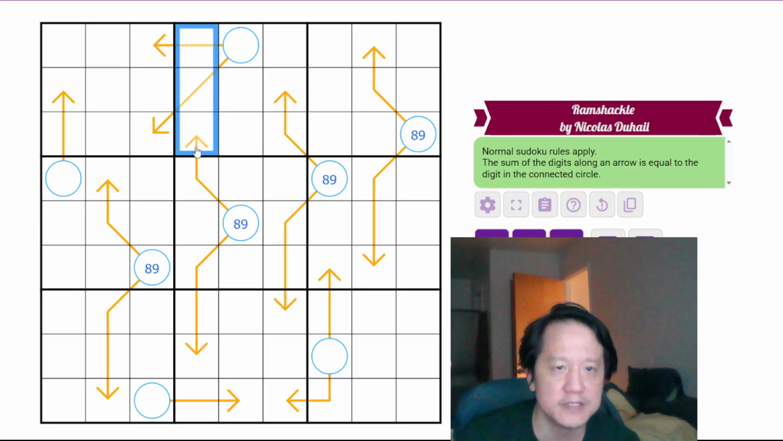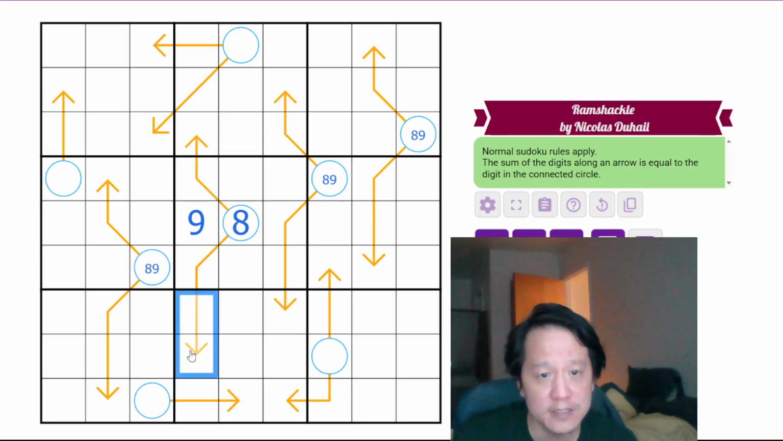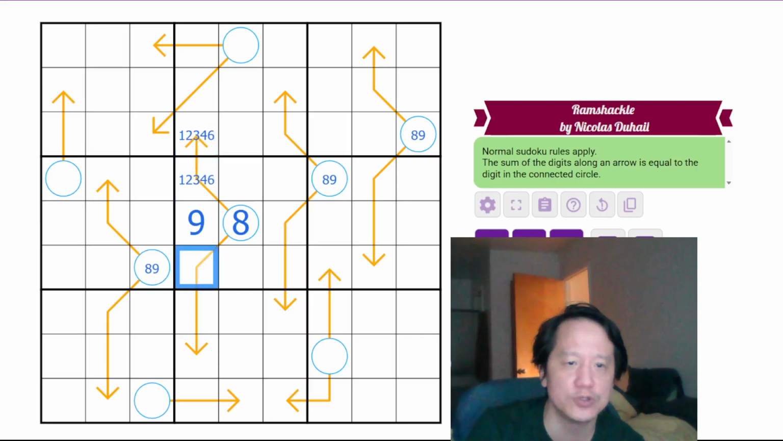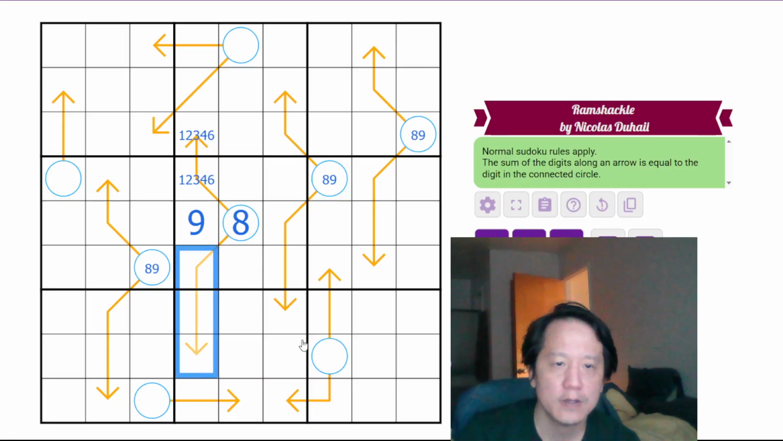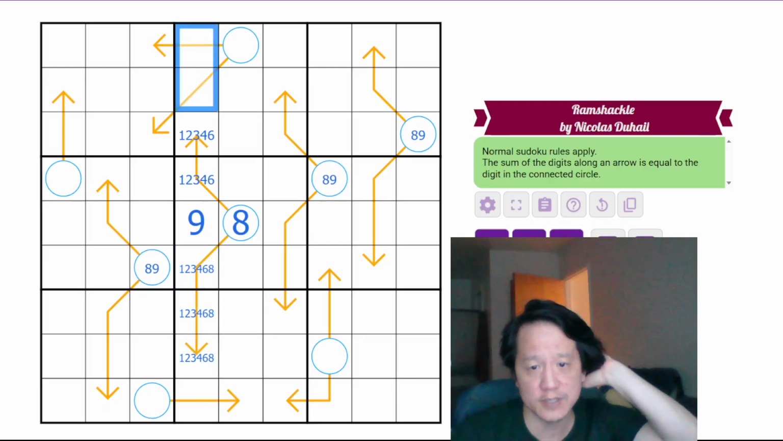So where is the 9 in column 4? It must be here. So this is 9, which makes this 8. So that means these must be 1, 2, 3, 4, and 6, adding up to 16, which is 8 times 2. That leaves the remaining digits in this column as 5, 7, and 8.